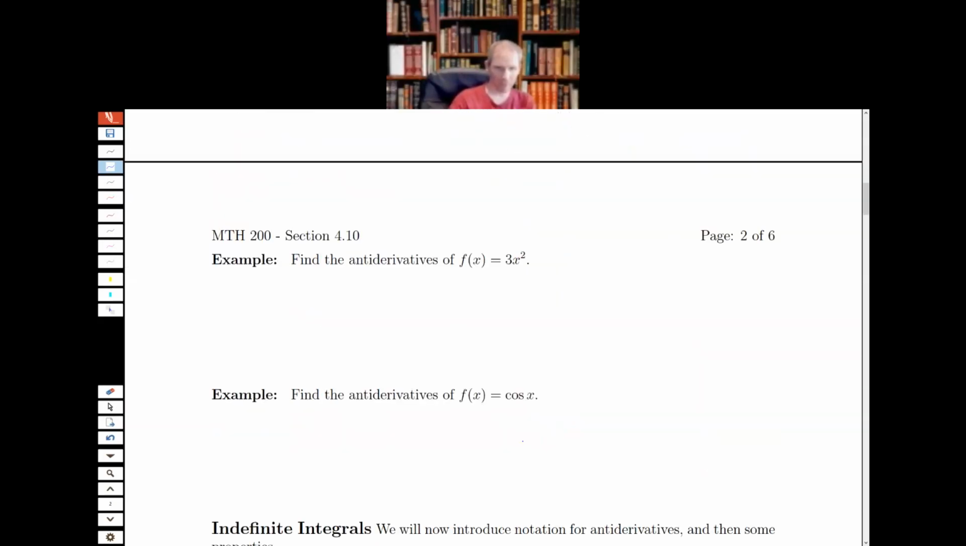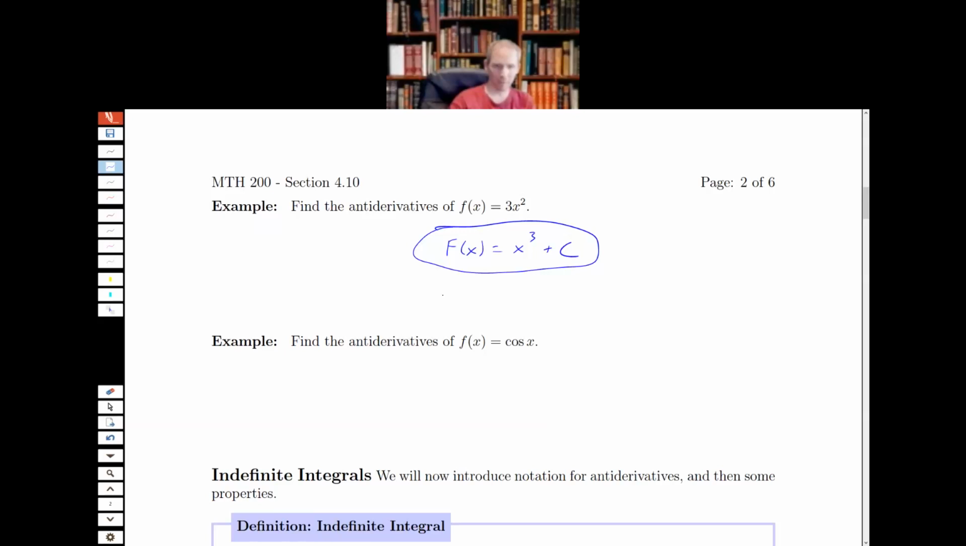All right, so find the antiderivatives of f of x equals 3x squared. So I need to come up with something such that when I differentiate it, I get 3x squared. Right? So I could say, oh, okay, that'll happen if I start with x cubed. And if I put my plus C on there, then I get the whole family of functions. So this is all of the antiderivatives instead of just one of them. Okay. Find the antiderivatives of cosine x. Okay. Well, I've got to think about what I can take the derivative of to get cosine. I could start with sine x, and the derivative is cosine. So then we're good to go.